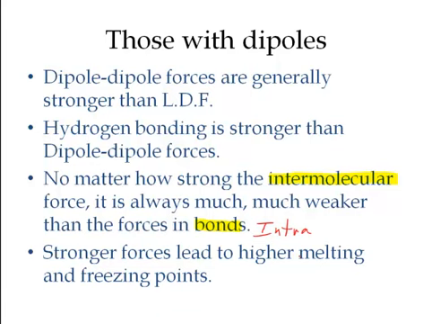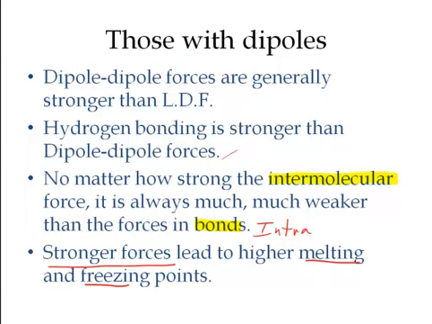And then this is hopefully intuitive to you by now. If you have stronger forces, whether it's a covalent bond or an ionic bond, that leads to higher melting and higher freezing point. And the reason being is the only way these are going to happen is if you can overcome those intermolecular forces. All right? So that's molecular solids.